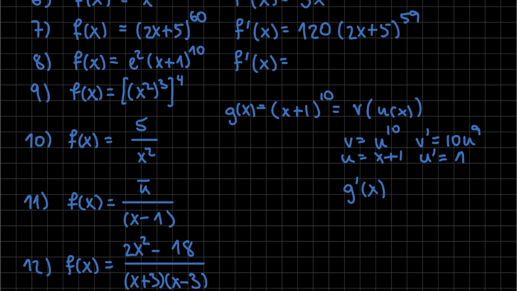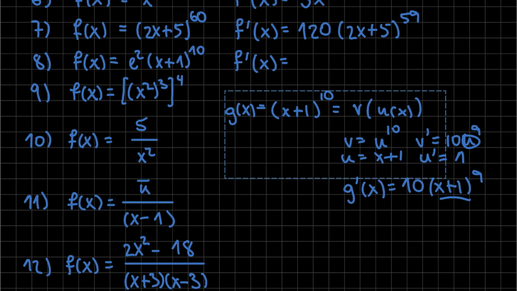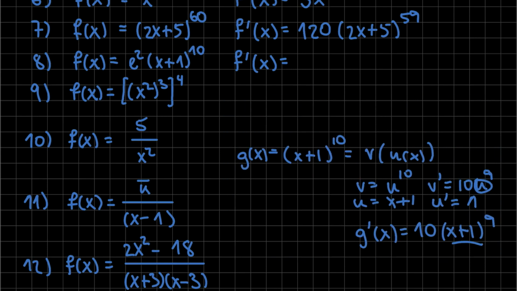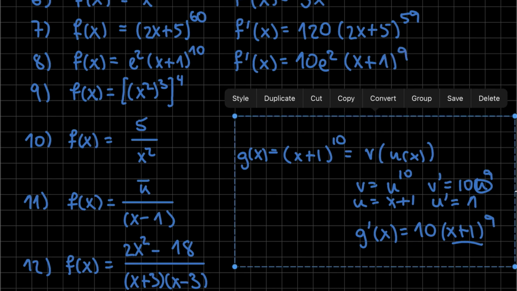So the derivative of g is just going to be this 10u to the power of 9 via the chain rule, and we can write this as 10 times (x + 1) to the power of 9 because u is just x + 1. And now remember, for our original function f of x, we're multiplying this whole thing by e squared. So the derivative will be 10e squared, okay, 10e squared times (x + 1) to the power of 9.